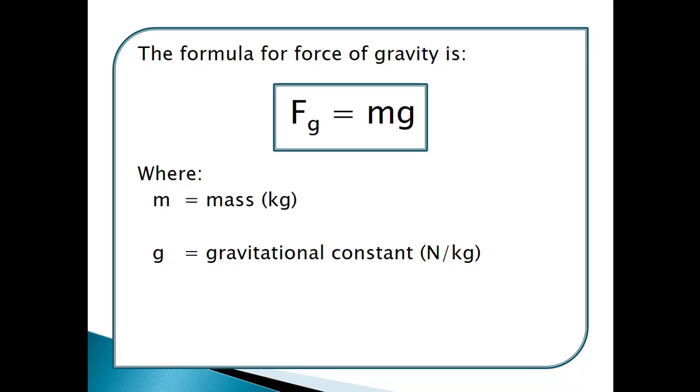So what we can really do, that 10 is constant no matter what. That's something that doesn't change no matter where we are on Earth. So that's actually a constant in science, and we call this the gravitational constant. So G is equal to the gravitational constant, and it's measured in newtons per kilogram. M is the mass, and it's measured in kilograms.